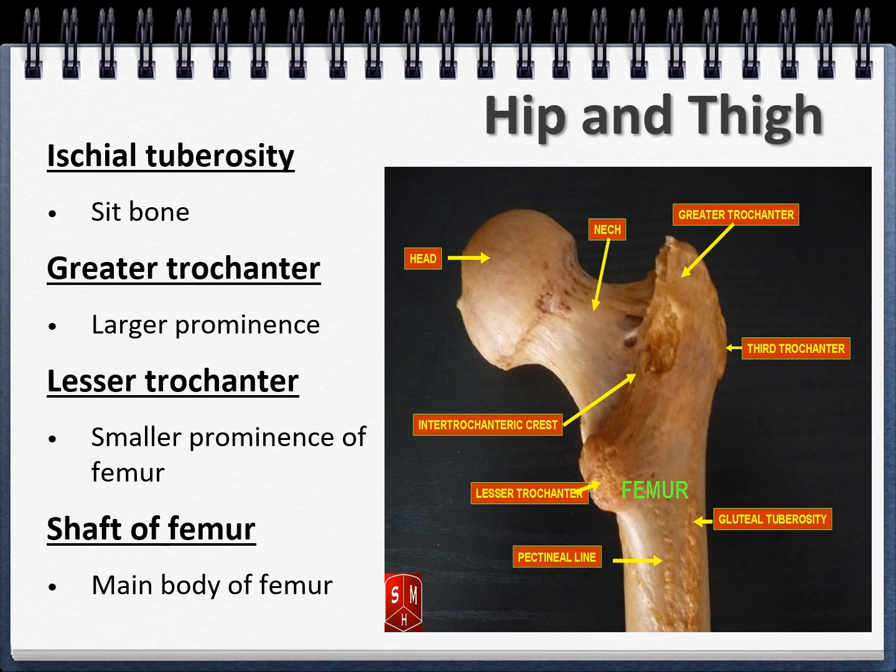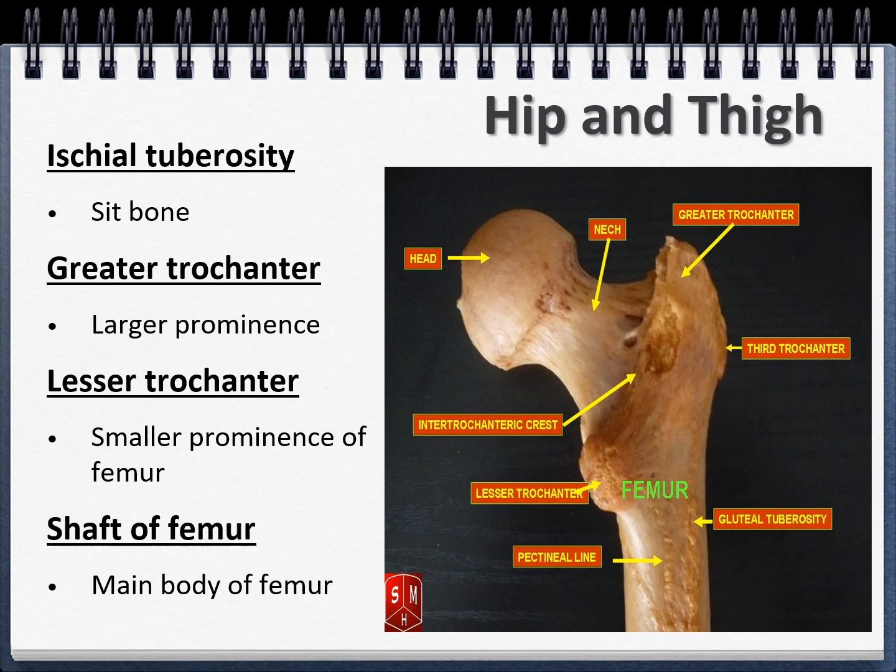So if you've ever ridden a bicycle and your hip bones start rubbing on the seat, that's what you can feel when you're really saddle sore. That's your ischial tuberosity, so also known as your sit bone.